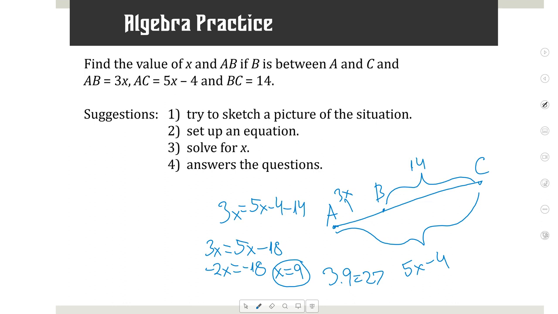So he drew a sketch of the problem. He set up an equation. He solved for x. The one thing he forgot to do was answer both questions, and that is plugging it back in to find AB. All right? Questions on this? It's always easier when you see the solution, but this is something that we're going to spend a lot of time on, and that is setting up algebraic equations as we start introducing some of these geometric concepts. All right? Good? Beautiful.